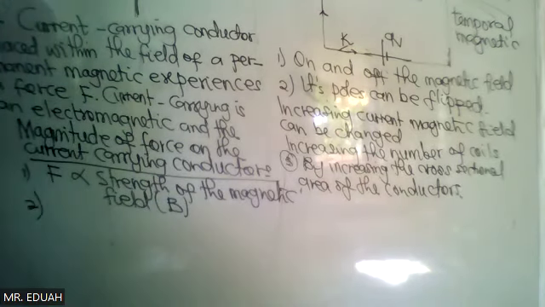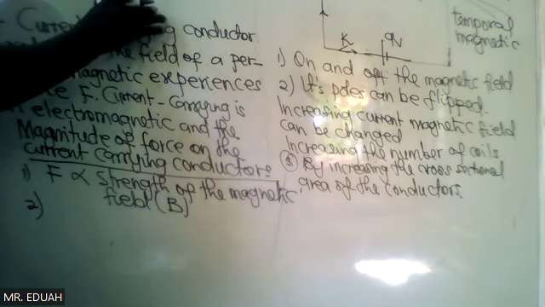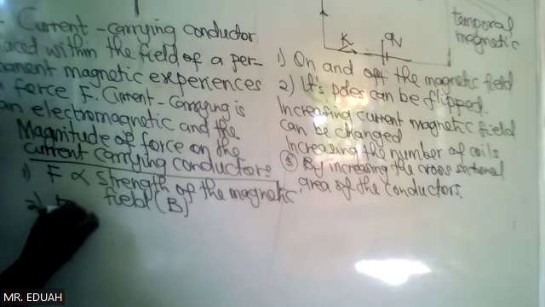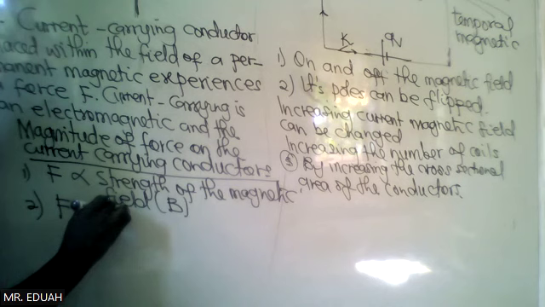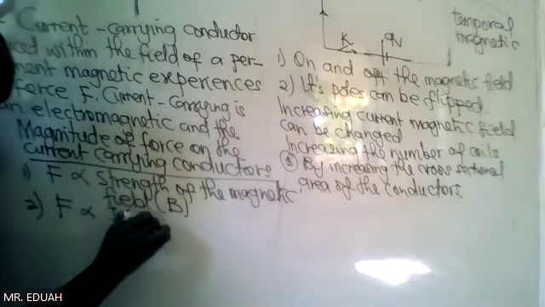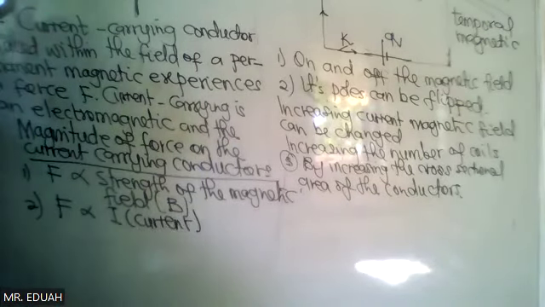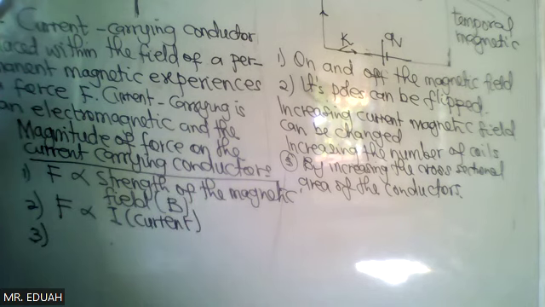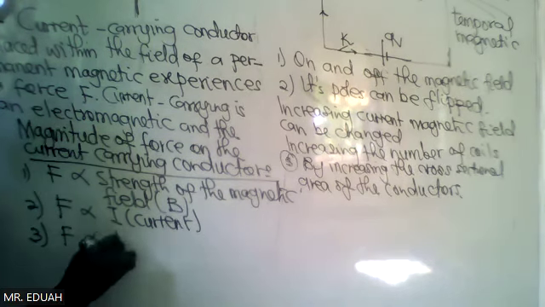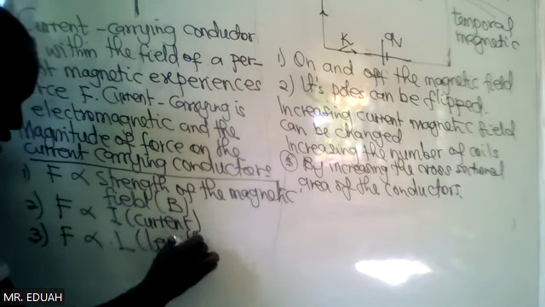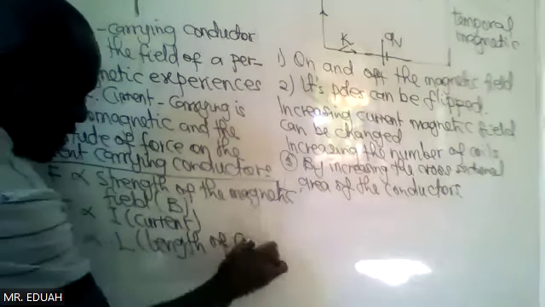Two, the force experienced by the current carrying conductor also depends on the magnitude of the current. F is also directly proportional to the current I through the conductor. Three, the force experienced is also directly proportional to the length of the conductor, L.